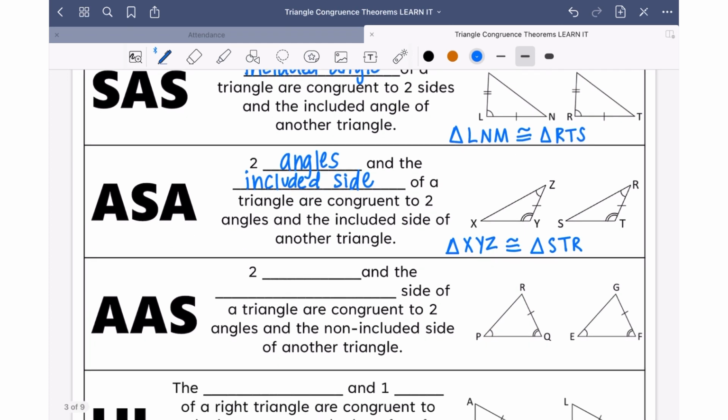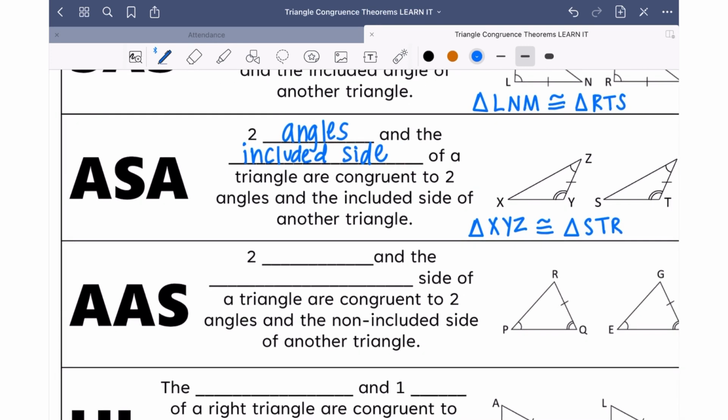The next one, angle angle side. This one says that two angles and the non-included side, it is not included in between them, of a triangle are congruent to two angles and the non-included side of another triangle. So this one is very, very different from the one we just did up here, okay? Notice how the S is not in between the angles. That means that this side is not included in between. It's going to be on another side of the triangle.